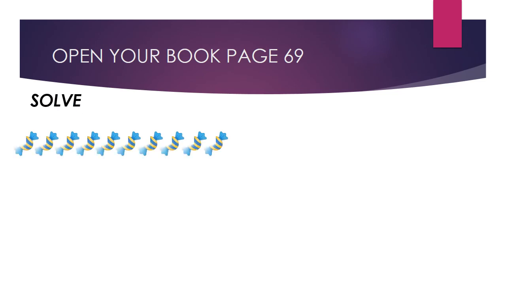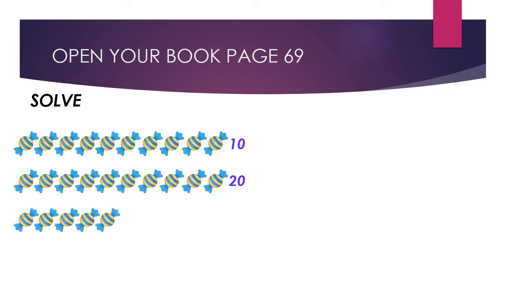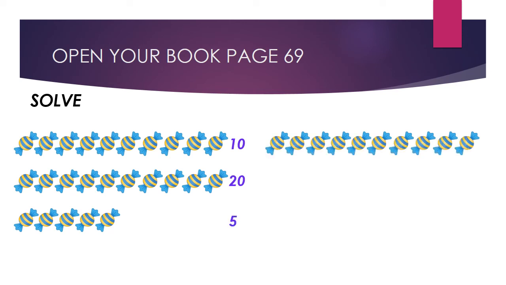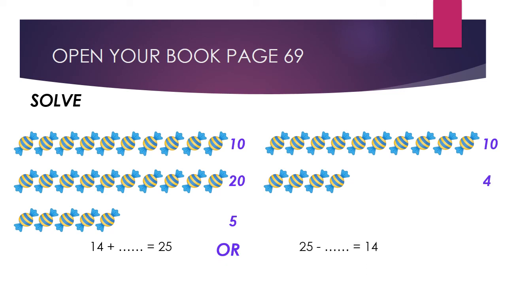How can I solve this problem? Jasmine has how many? 10, 20, and 5. 25. Okay, and Walid has how many? 10 and 4, which is 14. Excellent. I want to know how many more candies Jasmine has than Walid. I can say it in many ways. I can say 14 plus what gives me 25? Or I can say 25 minus what gives me 14. Yes, it's 11. 14 plus 11 equals 25. 25 minus 11 equals 14.